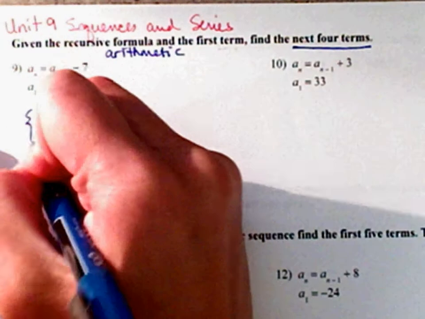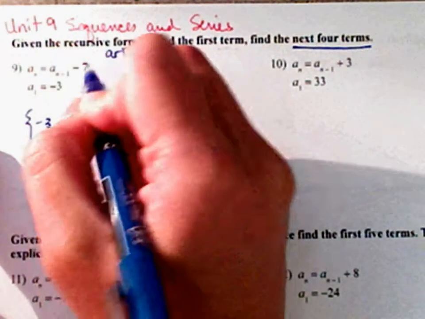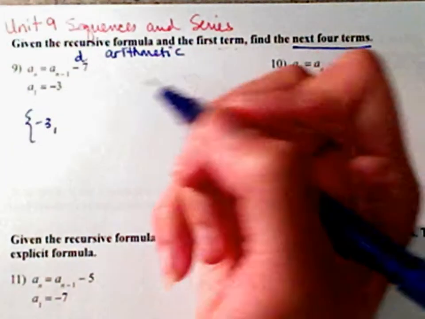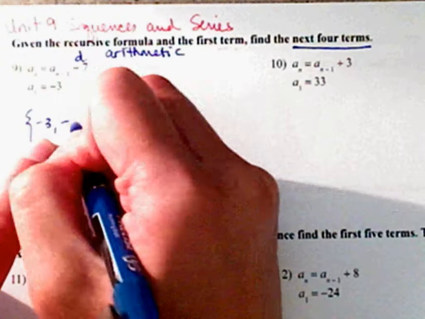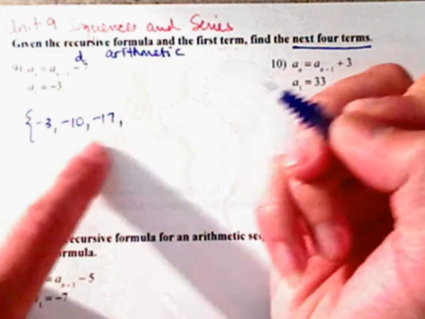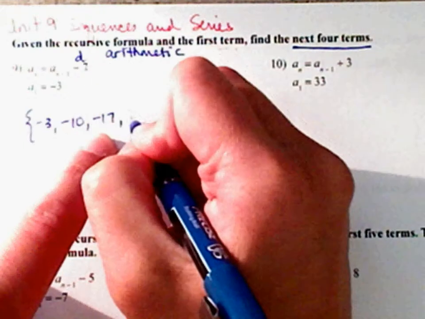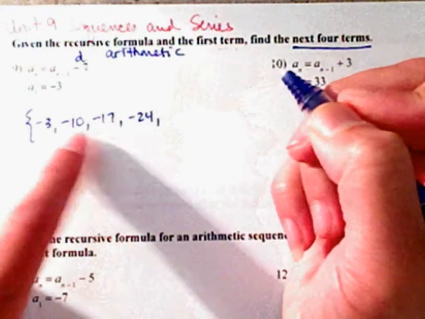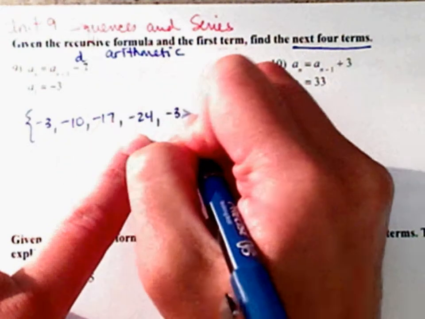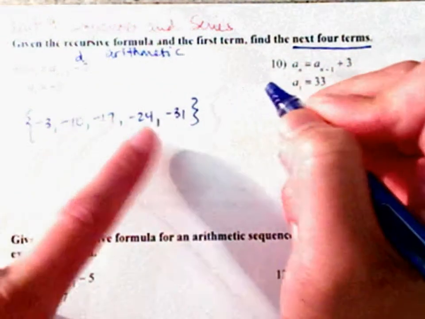So, what is that first term starts with? -3. What is your D? D is -7, so I'm going down 7 every time. So -3 minus 7 is -10. -10 minus 7 is -17. -17 minus 7 is -24. 1, 2, 3, 4, one more. -24 minus 7 is -31. So there's my next 4 terms.